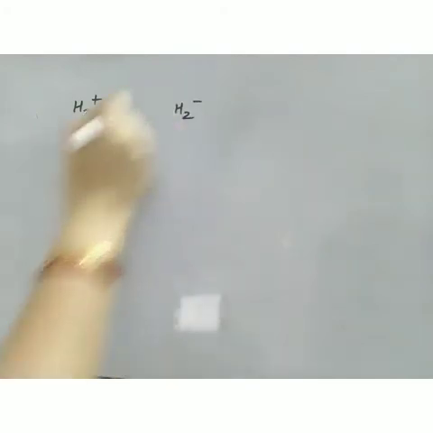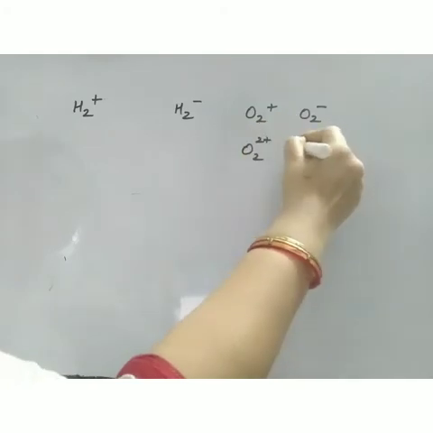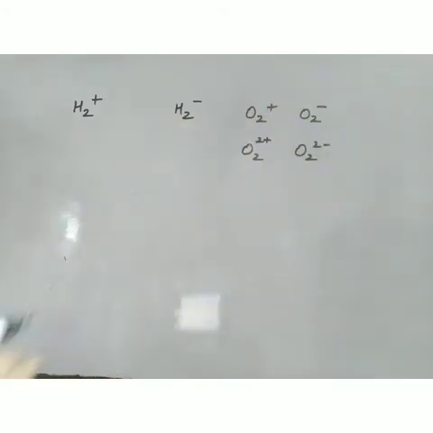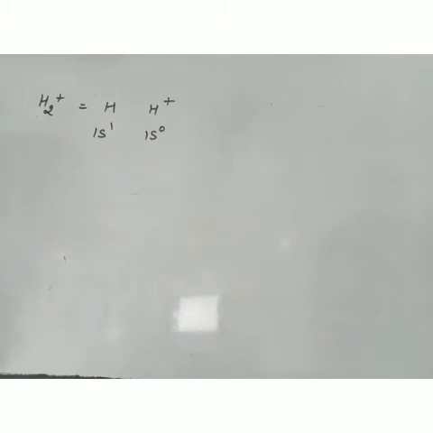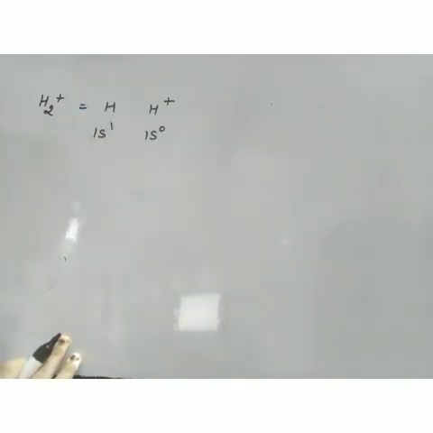Now, how to make energy level diagrams for molecular ions. What is the meaning of a molecular ion? Like this, the molecule has a charge. So how to make the energy level diagram for these molecular ions? We'll take one example. Suppose I want to make the diagram for H2 plus. H2 plus means one is H and the second is H plus. Now H means the configuration will be 1s1 and H plus means the configuration will be 1s0.